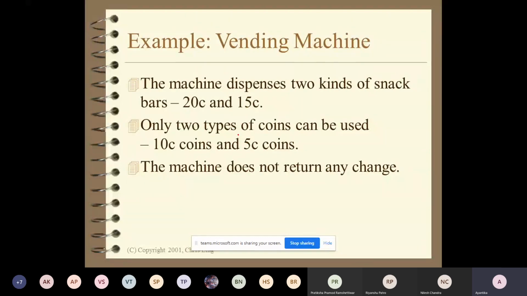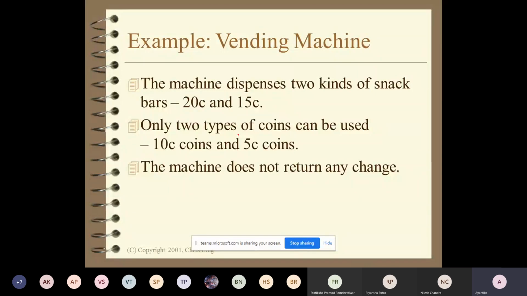This is another, more practical example related to our vending machine. When we model a vending machine, what do we have to consider in our specification? If you want to take a Coke or a snack packet, anything, you have to enter some coins. And in some cases, you may get a return in terms of change. In some cases, that is not possible.